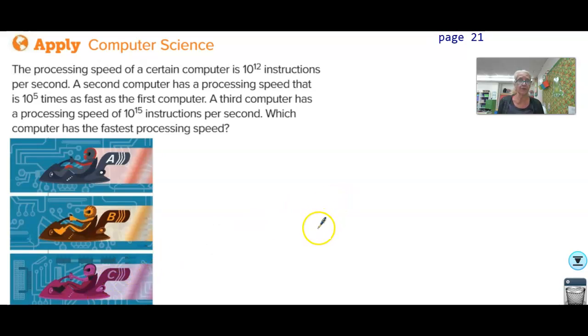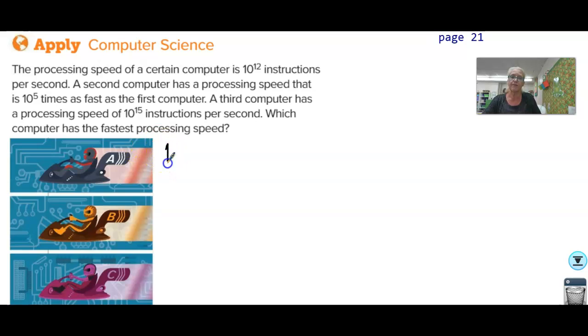Now here's an application problem. The processing speed of a certain computer is 10 to the 12th instructions per second. A second computer has a processing speed that is 10 to the 5th times as fast as the first computer. A third computer has a processing speed of 10 to the 15th instructions per second. Which computer has the fastest processing speed?